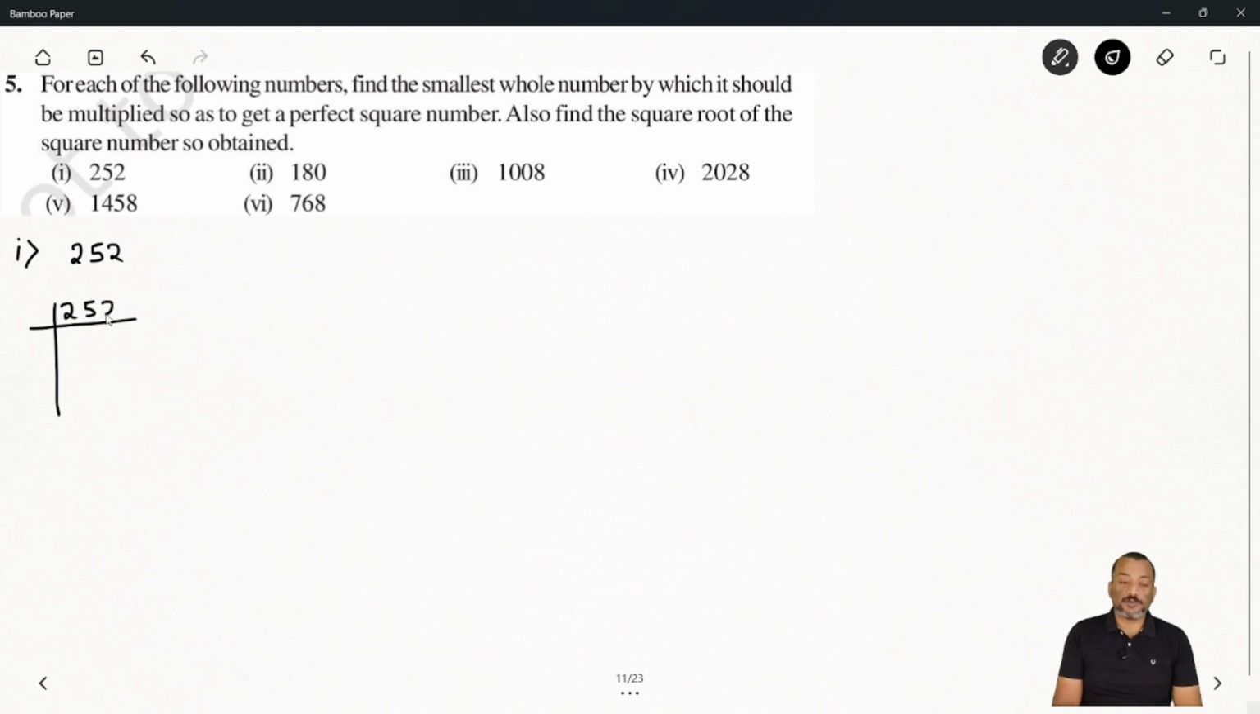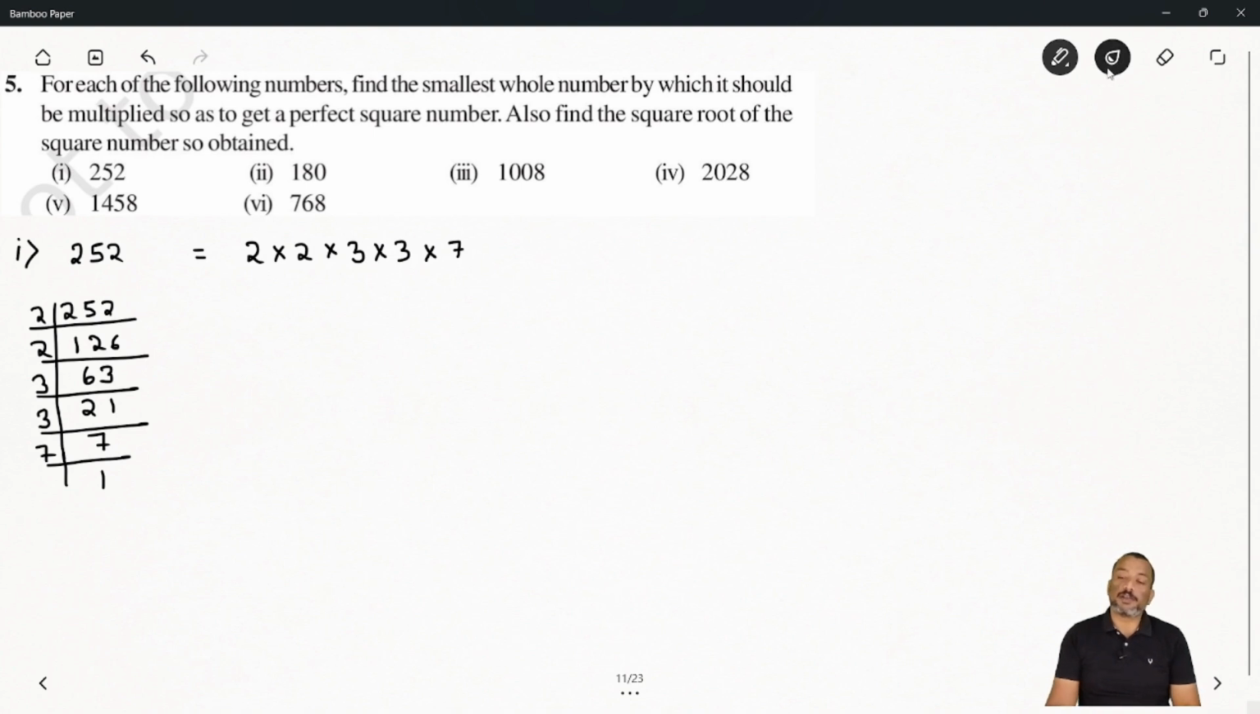252 divided by 2, you will get 126, then again with 2, you will get 63. Now again you can try with 3, so you will get 21. Then again with 3, you will get 7. Now 7 divided by 7, you will get 1. So now you can write all the numbers as factors: 2 times 2, 3 times 3, and 7.